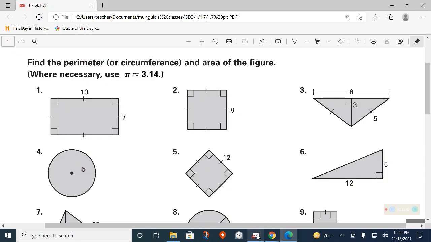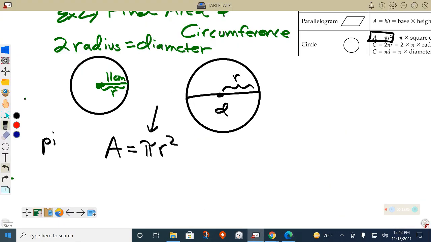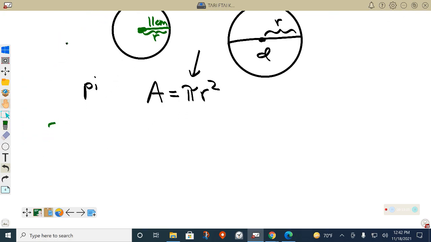Let's go back over here. So that's what pi is, 3.14 to the nearest hundredth. We can get more exact if we wanted to. There we go. So how many square centimeters fit in this circle? Let's rock and roll. Here we go.